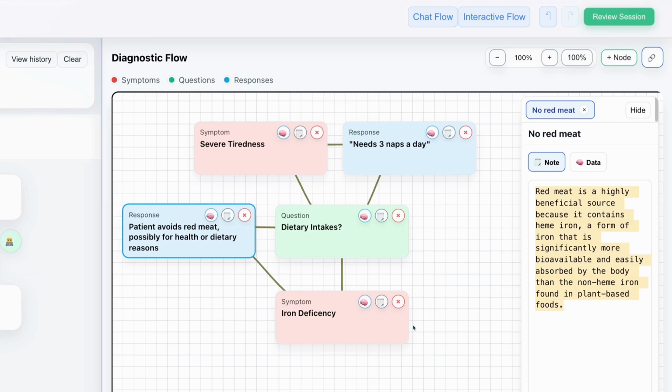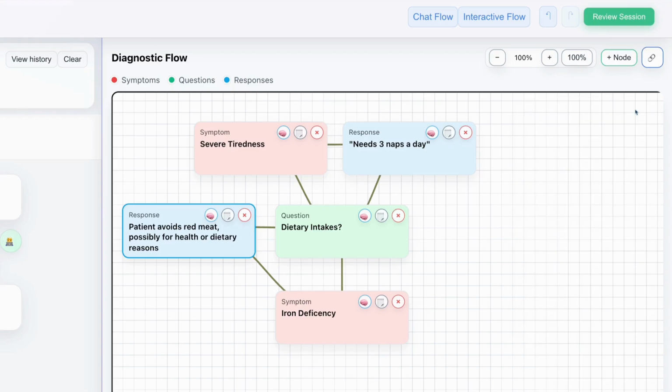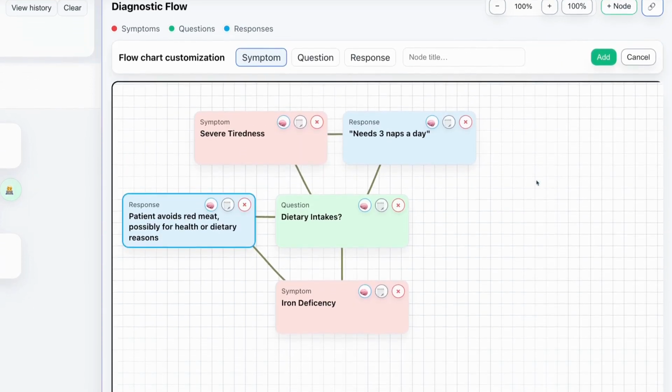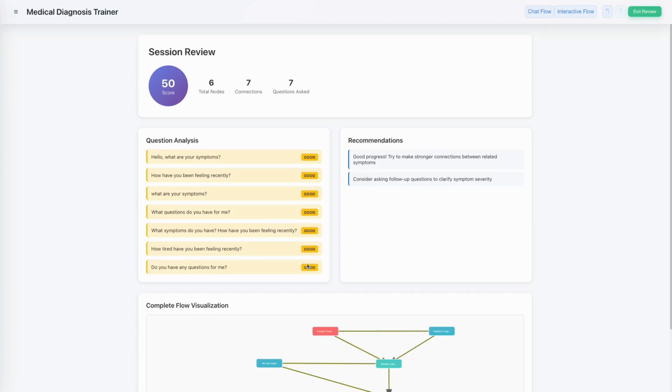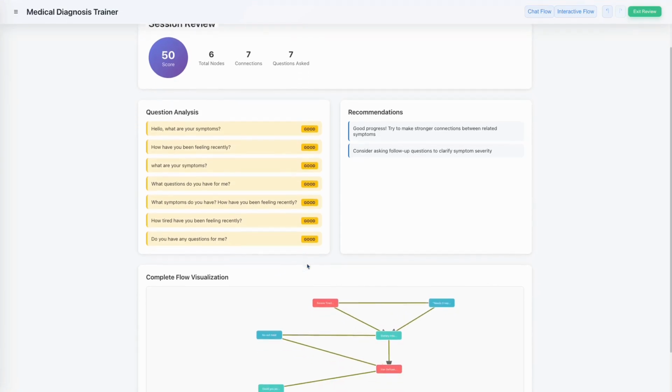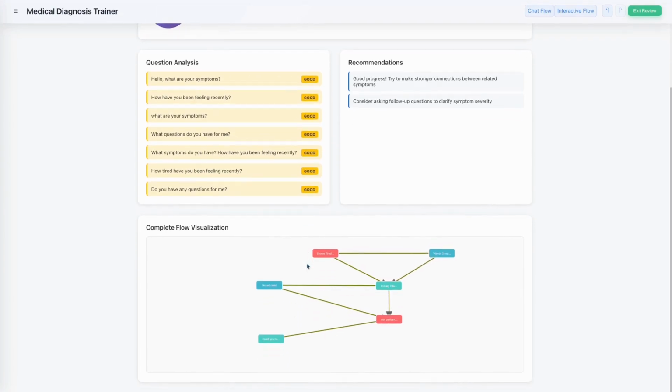After sessions, HippoTree acts like a clinical coach. It reviews your flow of questioning, much like a chess engine analyzes moves, and offers concrete feedback. Which questions strengthened the diagnostic case, which avenues were missed, and how to improve future interviews.